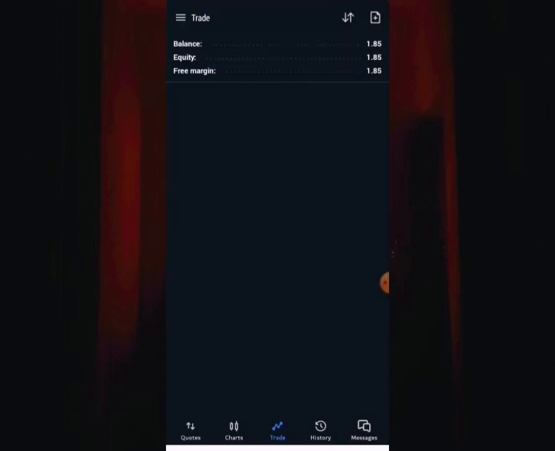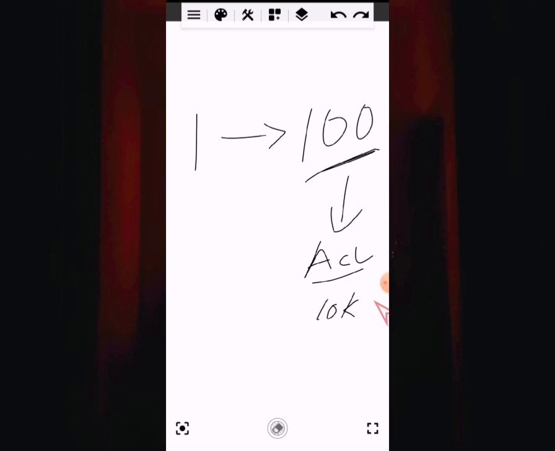Let me check the balance again. Let's refresh this. You see that it's now 501.85, because remember what I said, $1 is equal to 100 cents, which means that the balance of $5, you say 5 times 100, that gives you the 500 that you see on that account balance. So instead of trading the $5 on gold, I am now going to trade it as 500 cents.